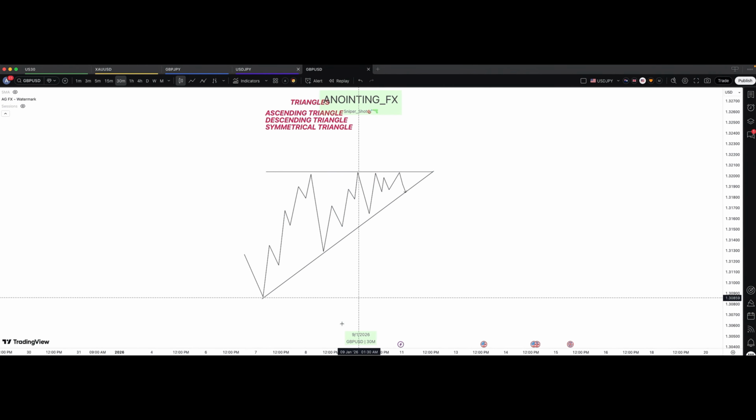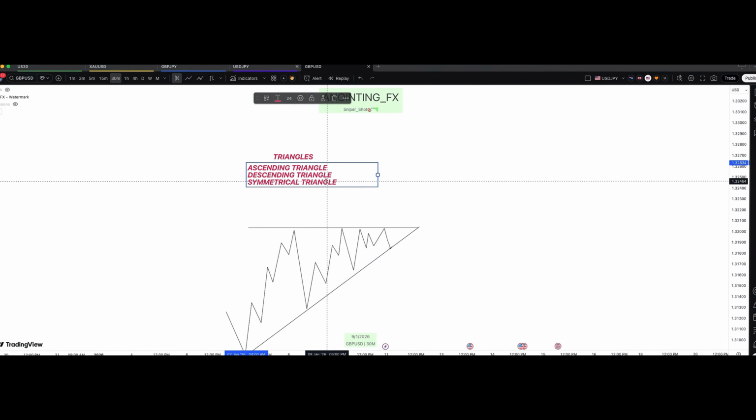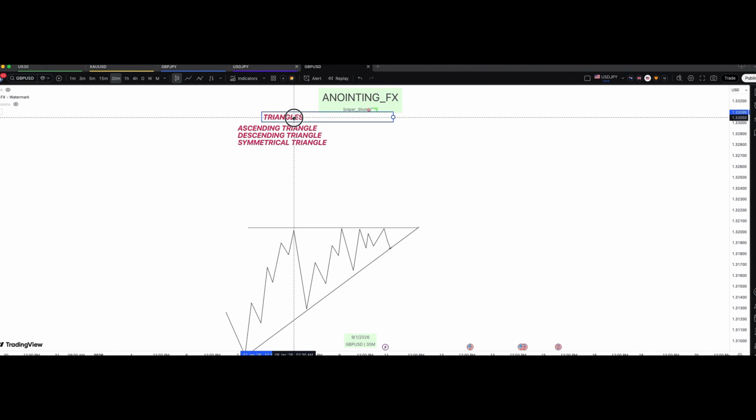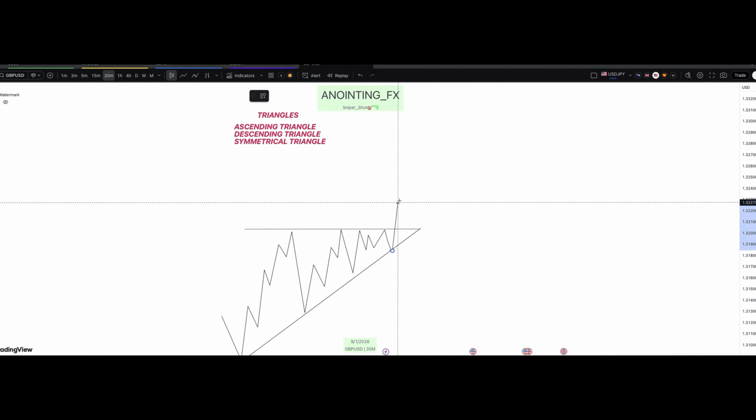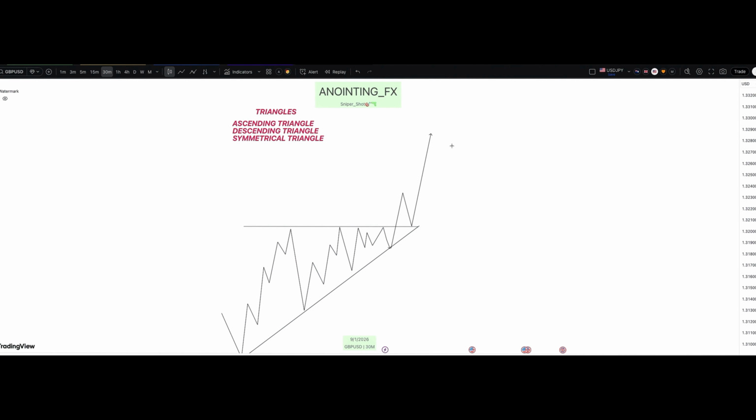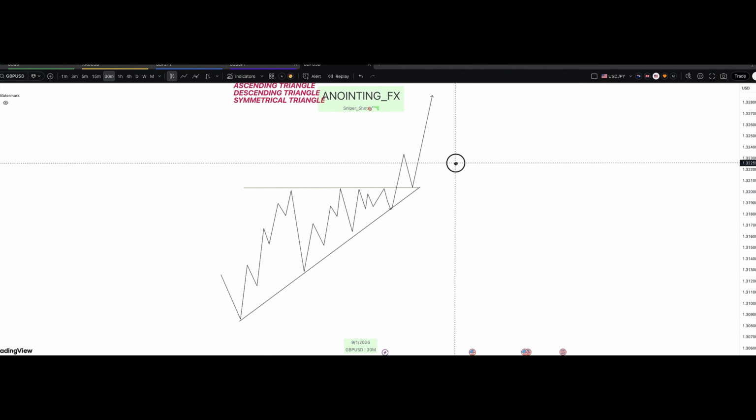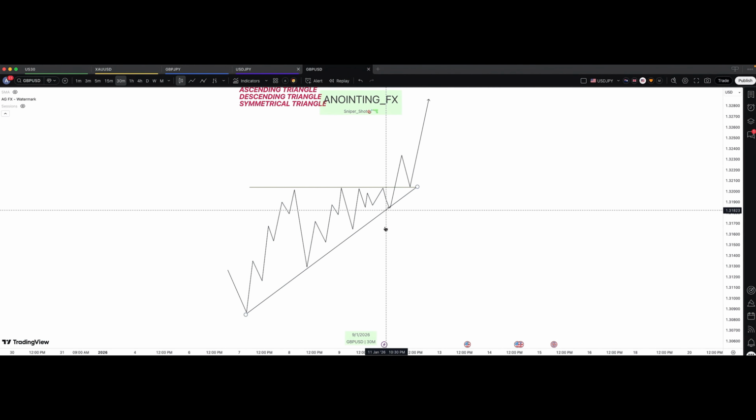Ascending triangle, price will break above it. Price will break to the upside instead of the downside. So you see price breaking to the upside like this, retesting it, and then it will keep going. That is the ascending triangle for you. So note the difference. This is not a wedge. The difference is that in the ascending triangle, the resistance is very flat and the support is diagonal.